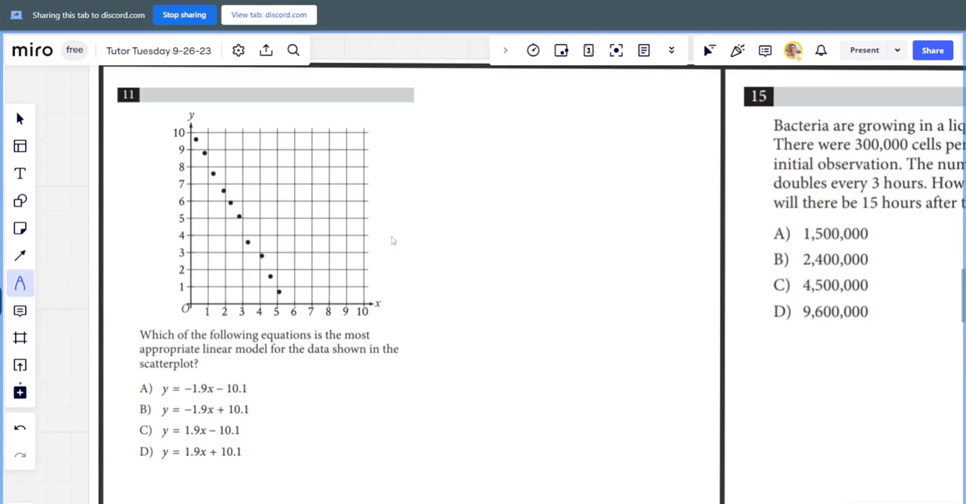For this one, I know that the slope is going to be negative. Hopefully you guys can see that negative correlation in this scatter plot of data. So I can instantly rule out C and D. And then if I'm looking at the y-intercept as well, where it intersects the y-axis, that's somewhere around positive 10. So it's got to be answer choice B.